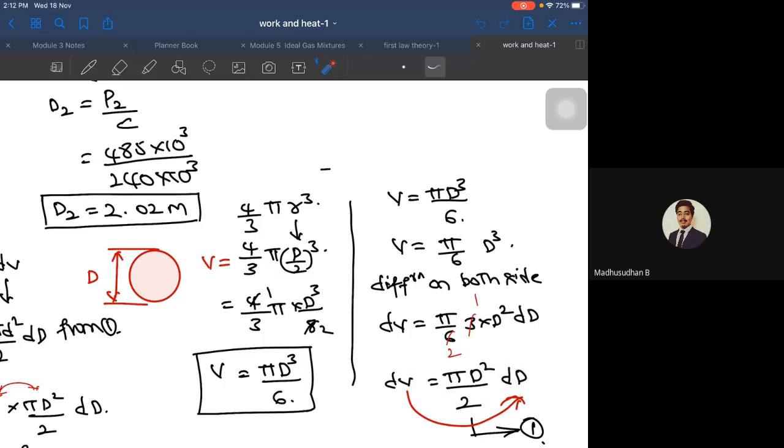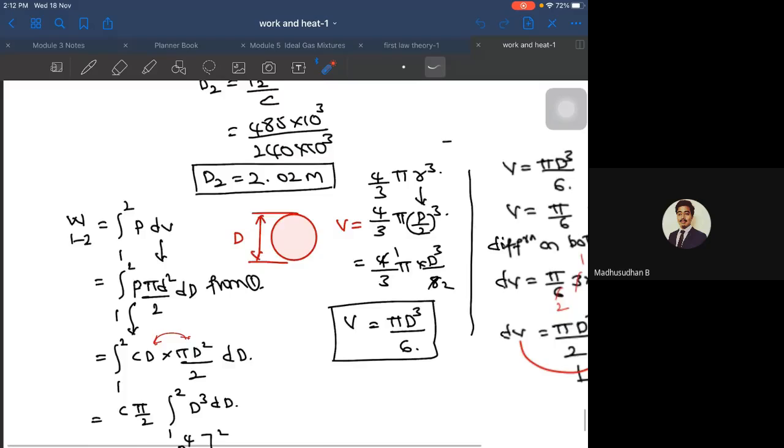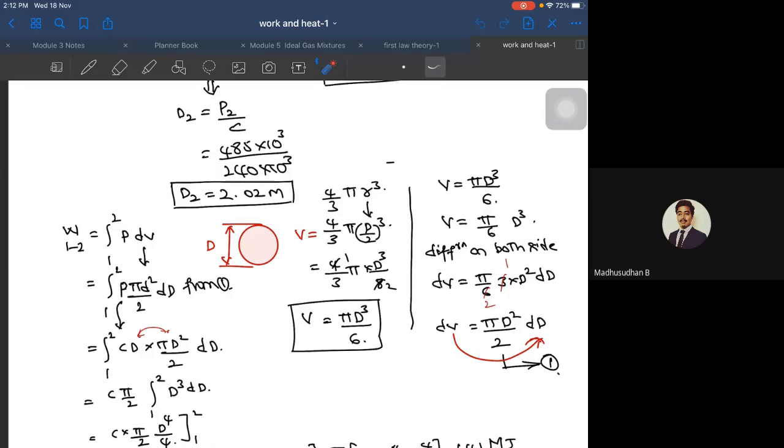This particular dV, I will take in here. So what I have done, I have changed the value of dV to pi d square by 2 into dD. Okay. Any doubts up till now? Because this is the crucial part of the problem. If you understand this, everything is easy. What you have to substitute for P and what you have to substitute for dV is the only problem on spheres. So if you clear this, the rest is all simple.